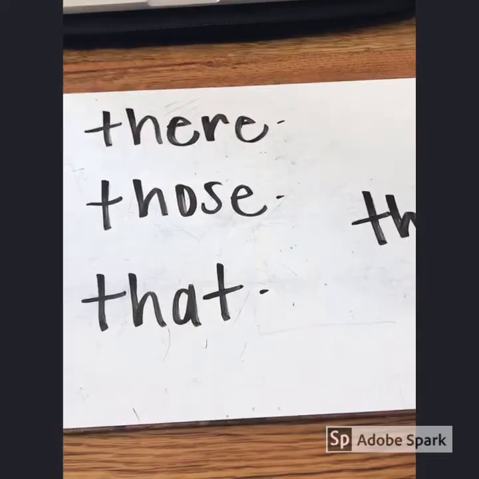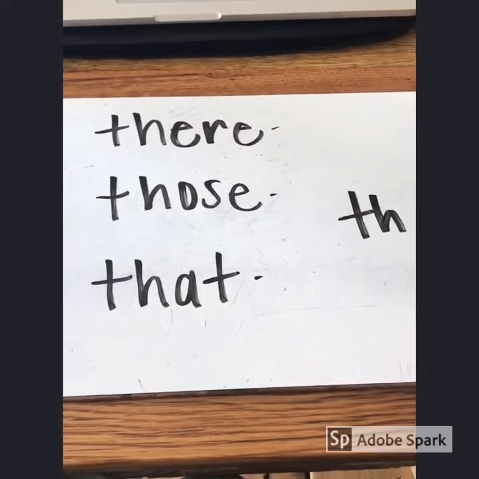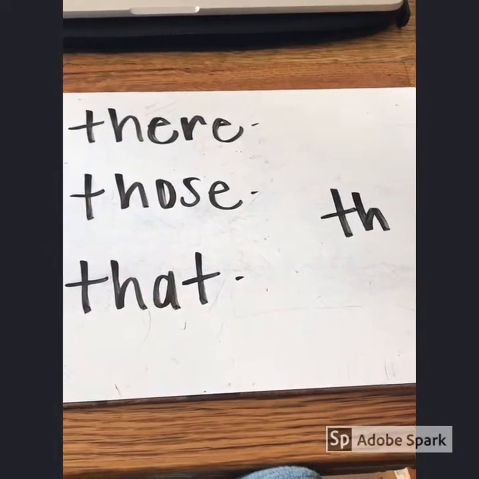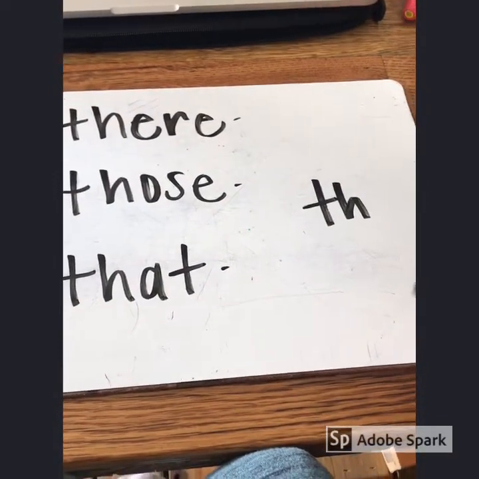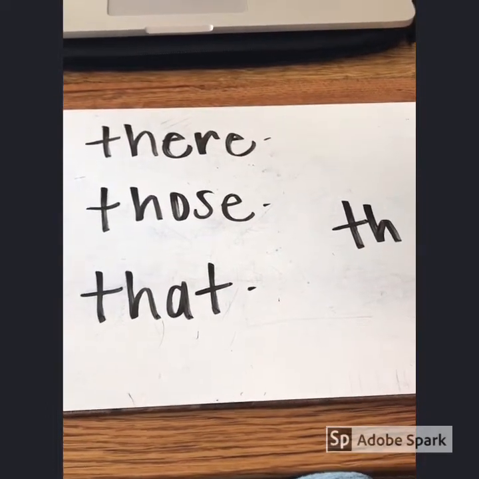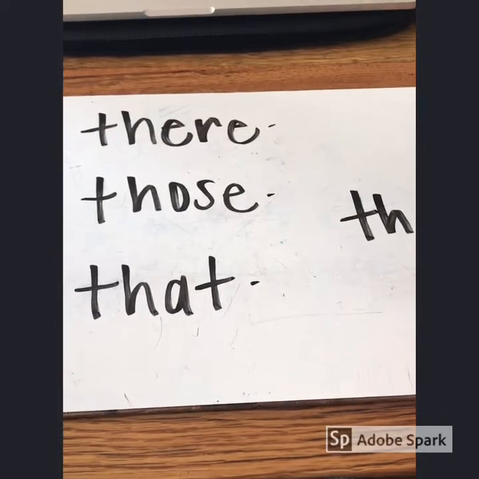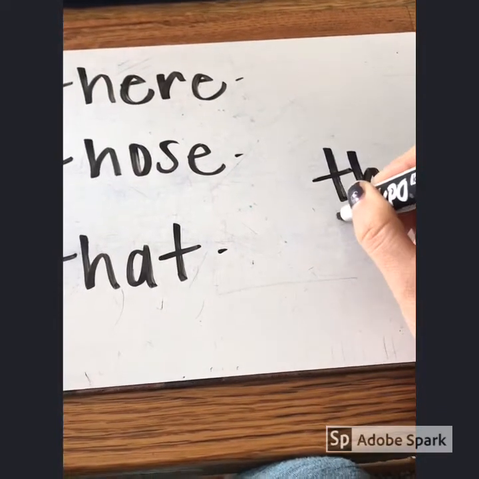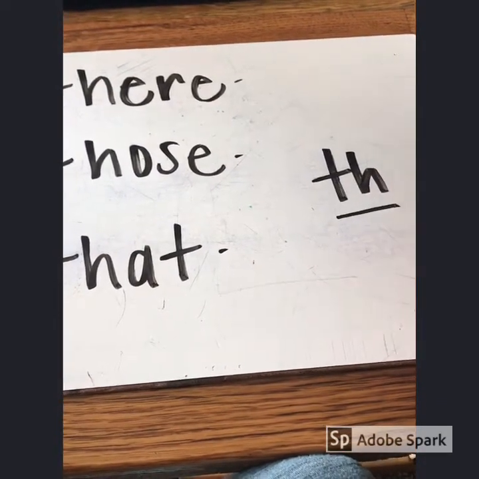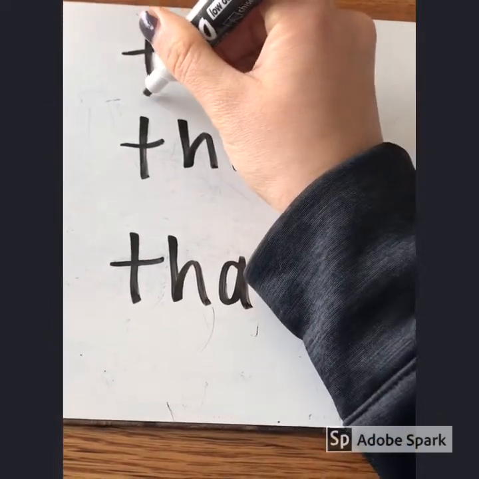Good. And what do we call 2 letters that come together to make a new sound? We call those a digraph. That's right. And how do we code digraphs? We have to draw a line underneath. So underneath the TH that you wrote on your whiteboard, draw a line underneath. And I'm going to code these words.